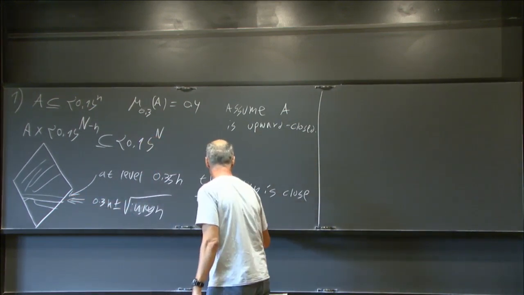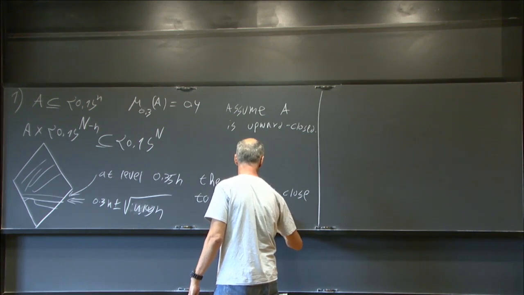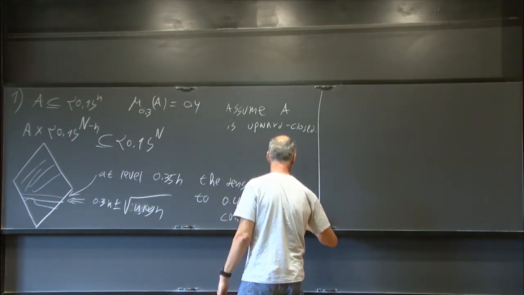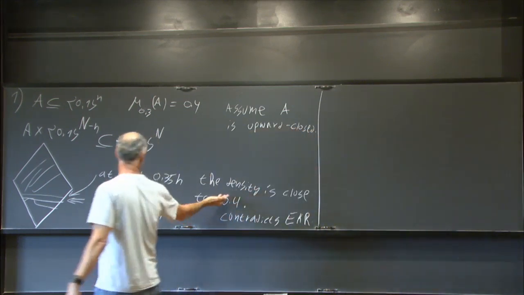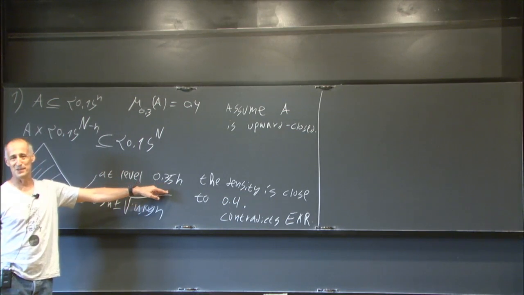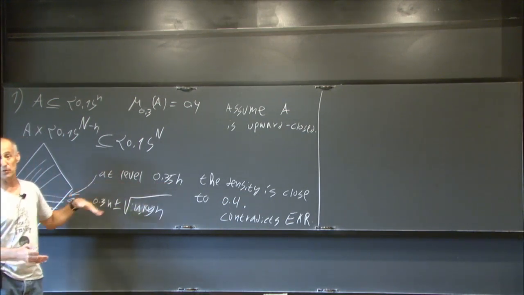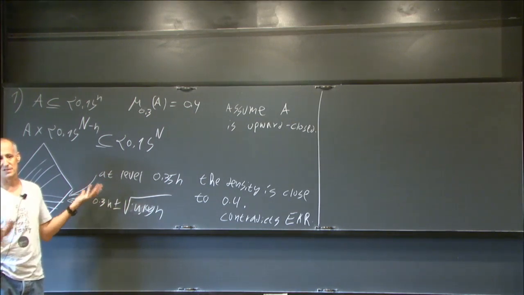But that contradicts the Erdős-Ko-Rado theorem, because 0.4 is more than 0.35n divided by n. So I found some level where, if I restrict to that level, it's an intersecting family, but its density is greater than what the Erdős-Ko-Rado theorem allows.